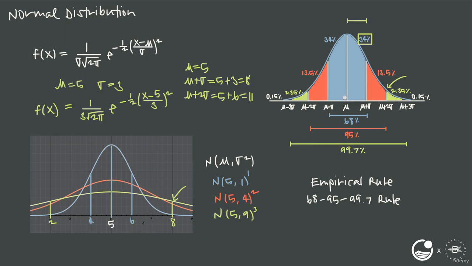or to take the easier route, since probability always sums to 100% or 1, we can just take 100% and subtract from that this 2.35% value and this 0.15% value, and we get a result of 97.5%, which tells us that we have a 97.5% chance of finding a value less than 11 given this normally distributed curve with these properties, a mean of 5, a standard deviation of 3.